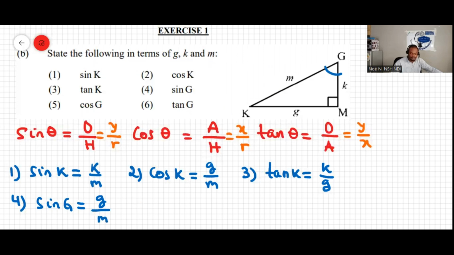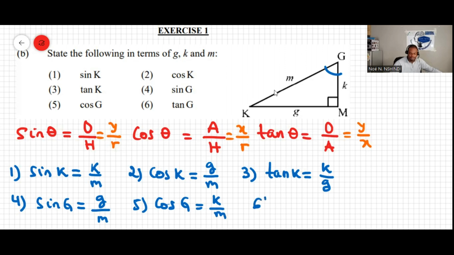That was 4, and then 5. Cos of G will be, cos is expressed by the adjacent over hypotenuse. So if the angle G is here, adjacent to G is the angle K. It is always in between the 90 degrees and the respected angle. In the question here, it's between these two angles. So now it's going to be K over, adjacent side over hypotenuse, K over M.